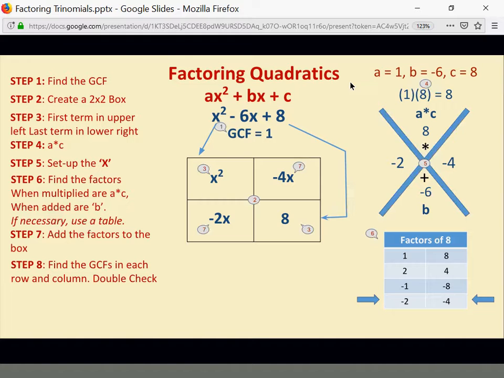So for this row, what's the greatest common factor between x squared and negative 4x? 1. This is x times x. This is negative 2 times 2 times x. 1x. Folks, lots of times we're missing that x's are common factors. So it would be x.